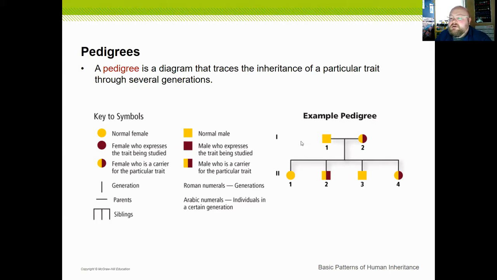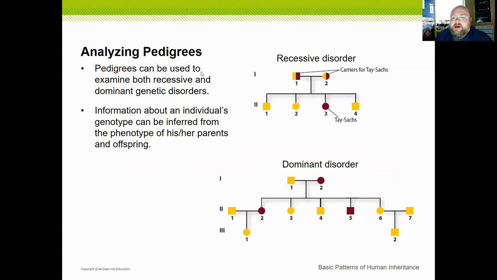So like I-1 would be the dad in this case, I-2 would be the mom, II-1 would be a female child, II-2 would be a male child, and so on and so on. If you know how to read these symbols, you can read a pedigree. Now, pedigrees can be used to examine both recessive and dominant genetic disorders. Information about an individual's genotype can be inferred from the phenotype of the parents and the offspring. So you can make a good guess is what that means. You can look at the parents and make a pretty good guess what the offspring are going to have.